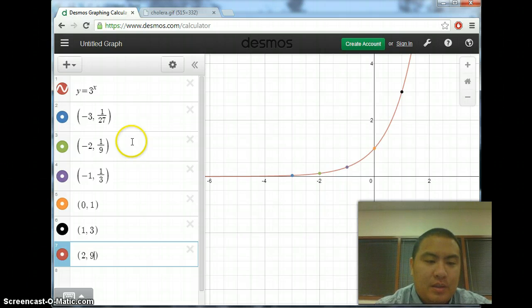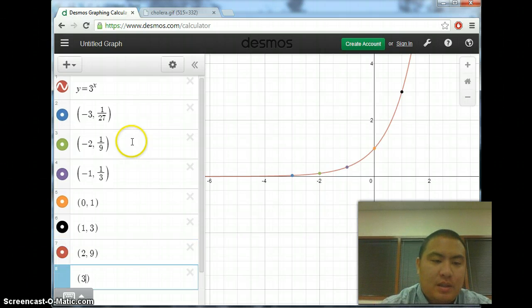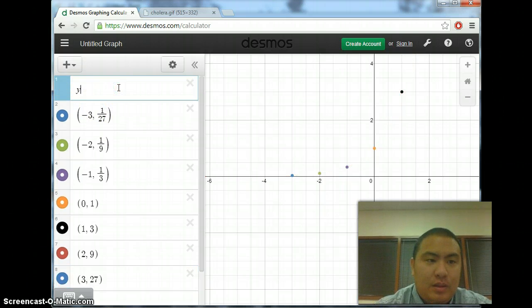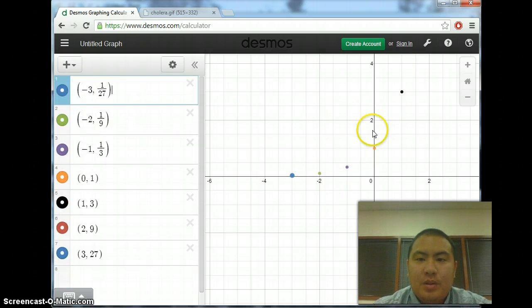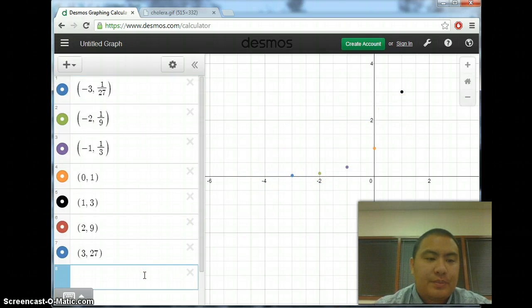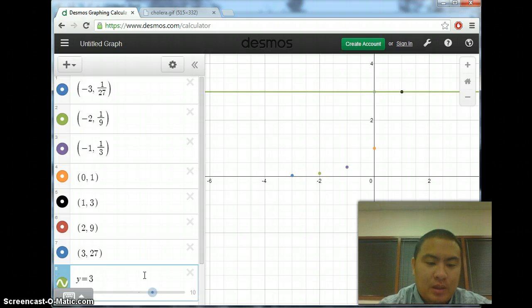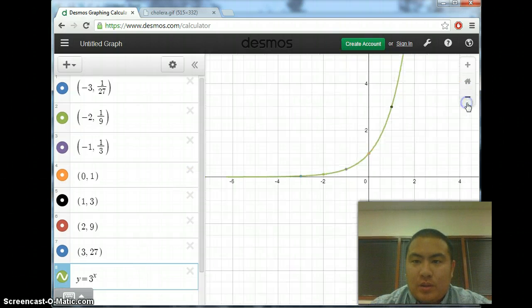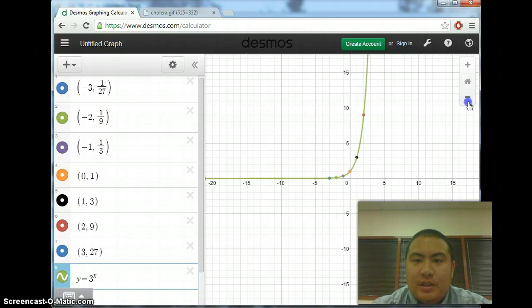2 and 9. And then 3 and 27. So what we would do is we would have these points, right? You see these points, and the exponentials look like this, going across, and then growing up faster. Okay, so if we zoom out, we can see it.